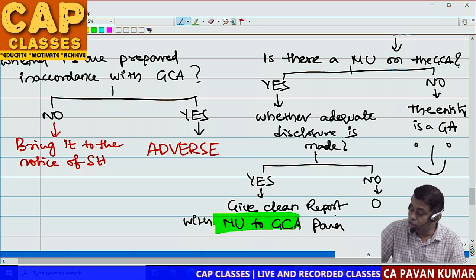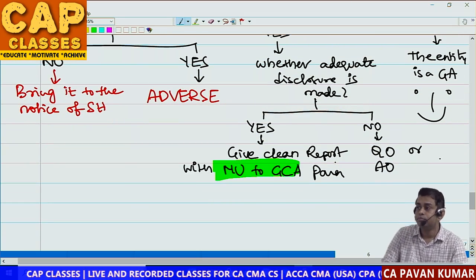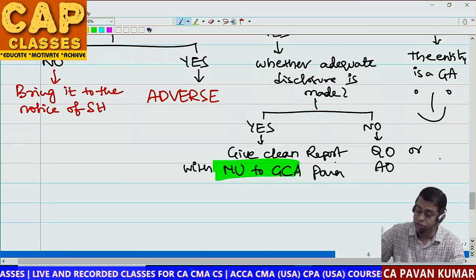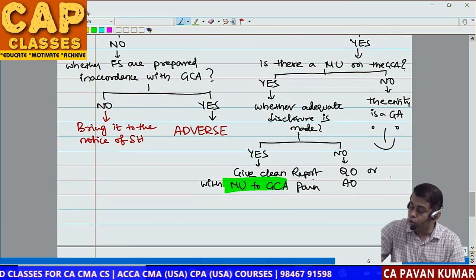In this case, qualified opinion or adverse opinion. Financial statements are not prepared properly. Give qualified opinion or adverse opinion. So if you observe, this chart is the summary of the whole standard.